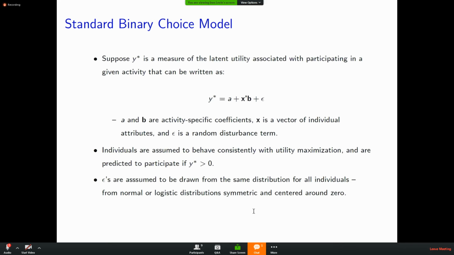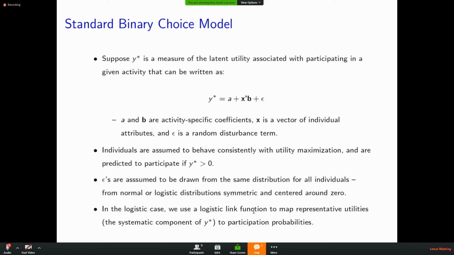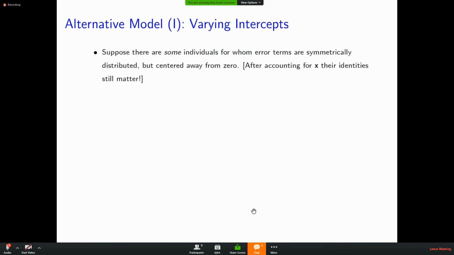In the logistic case, we typically use a logistic link function to map representative utilities, which is the systematic component of Y star, A plus X times B, to participation probabilities. This is an assumption that I'm going to maintain. So what I'm going to be estimating is a model where the intercept A that I mentioned before varies across participatory types.